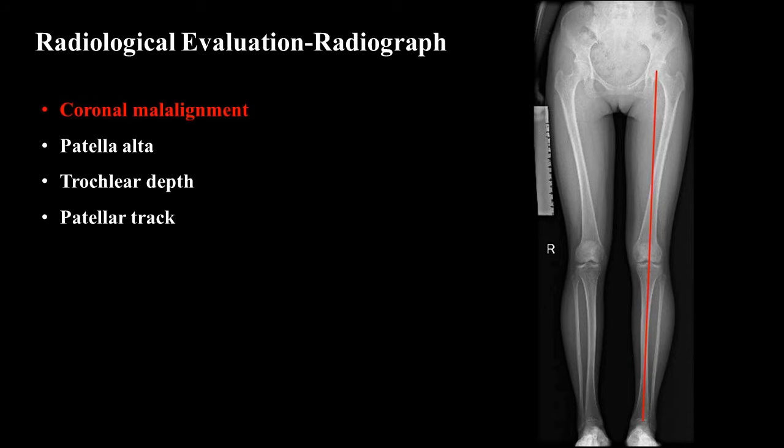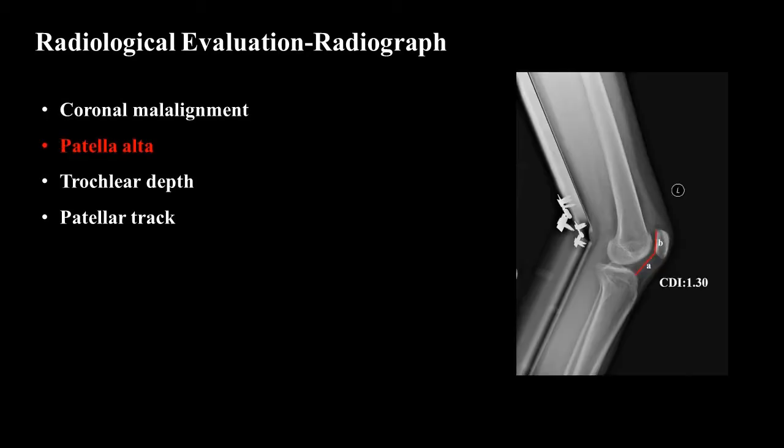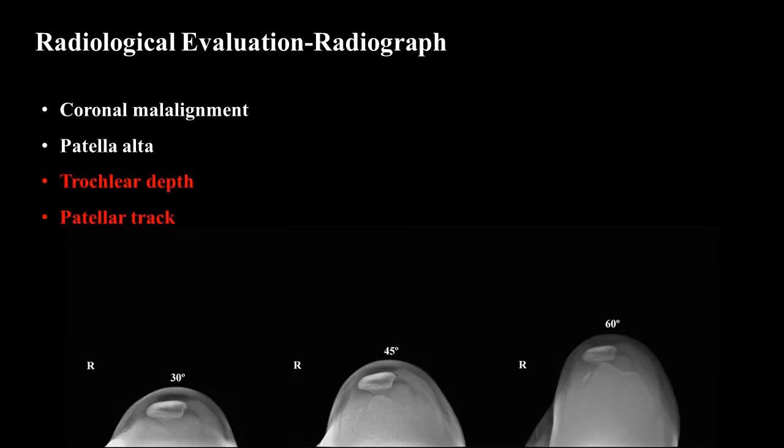The imaging evaluation of patellar dislocation mainly includes three parts. The first part is the radiograph. A standard standing long-leg anterior-posterior radiograph should be made to evaluate coronal malalignment. The true lateral graph is needed to evaluate the patellar height. Axial radiographs are essential to evaluate the trochlear depth and the patellar tilt.